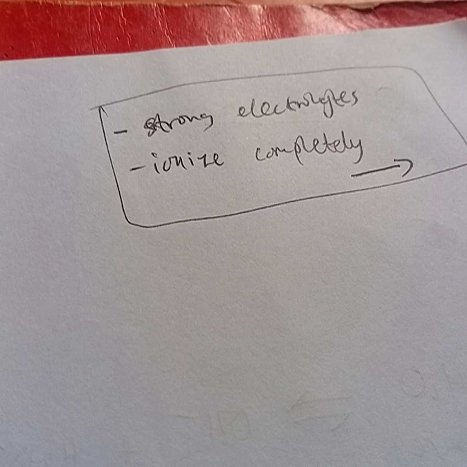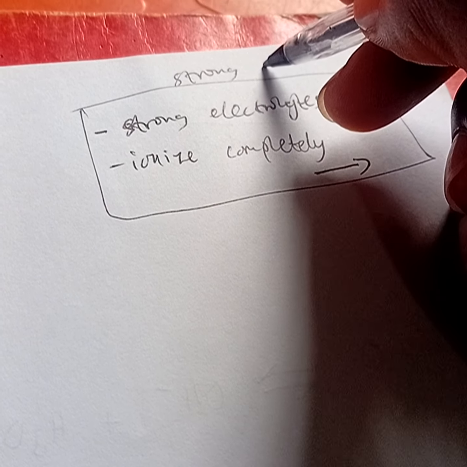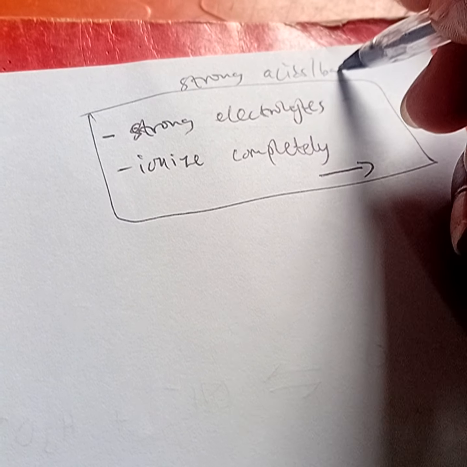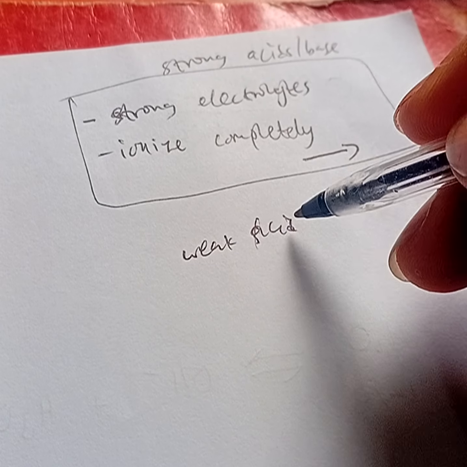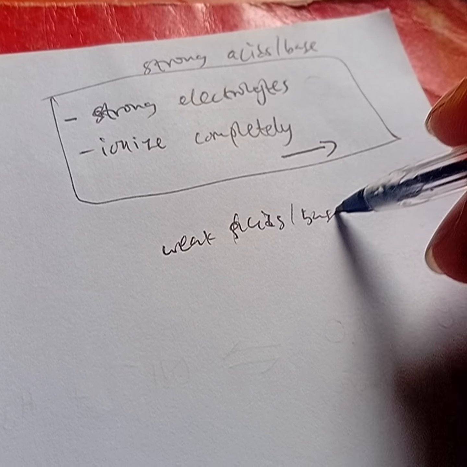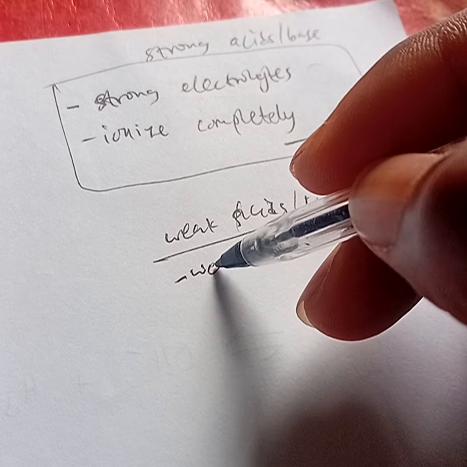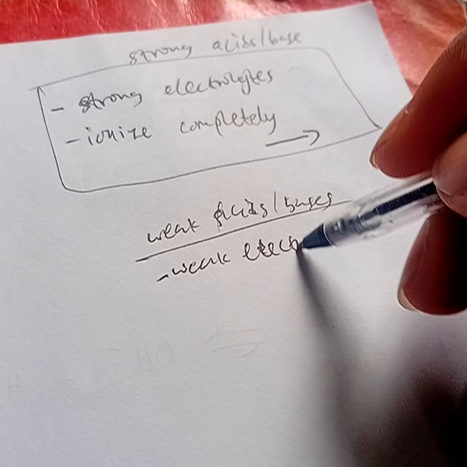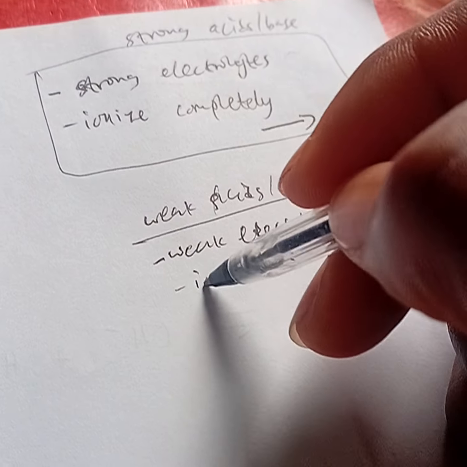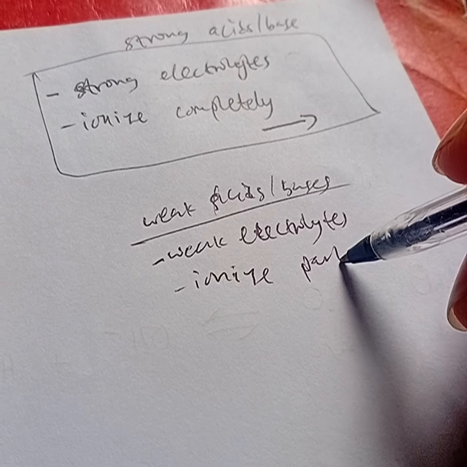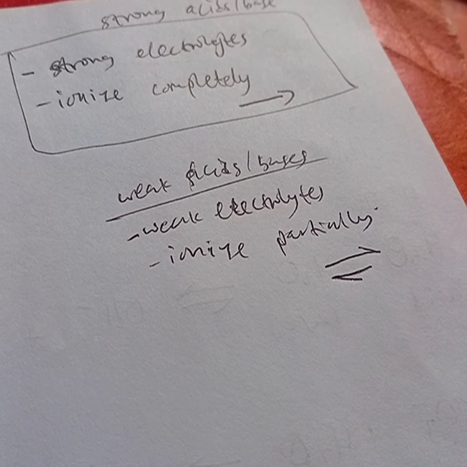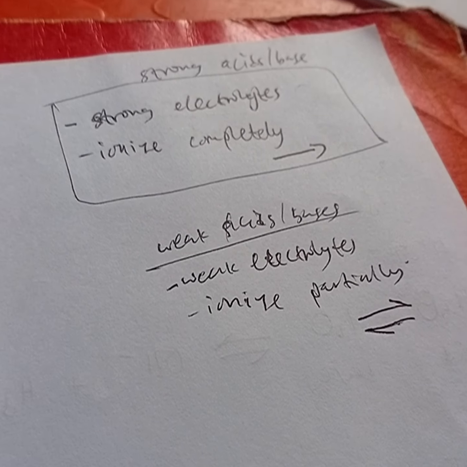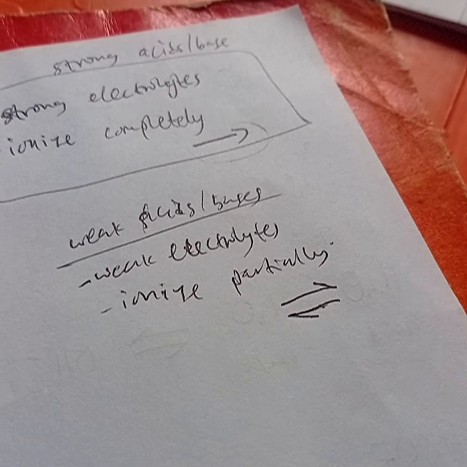Now, if it was a weak acid or a weak base, weak acids are weak electrolytes, and they ionize partially in aqueous solution. So we are going to be using a reversible arrow or equilibrium sign for them. So what's the meaning of complete ionization and partial ionization?